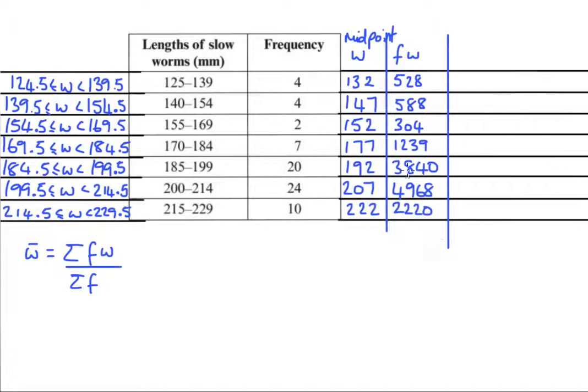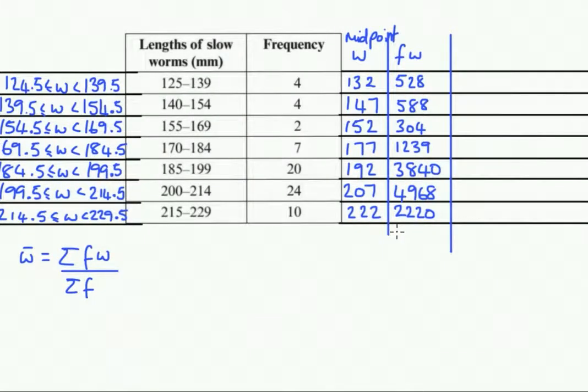Okay, so now we need the sum of the frequency times the W's. The sum of the FW's is going to be the sum of these numbers here. So I'm now going to add up 528, 588, 304, 1239, 3840, 4968 and 2220. So that's 13687. We're then going to use this formula.